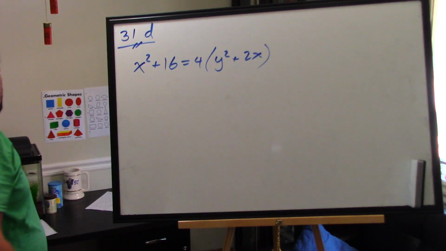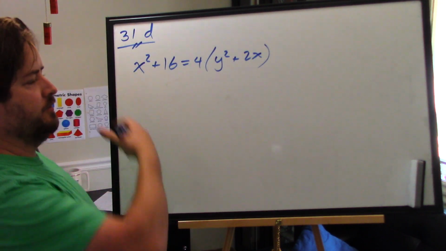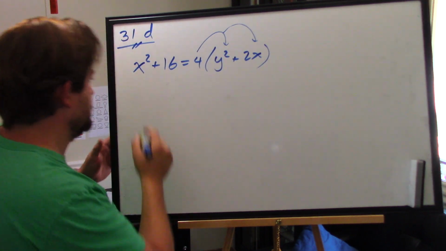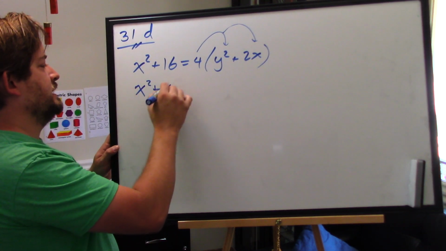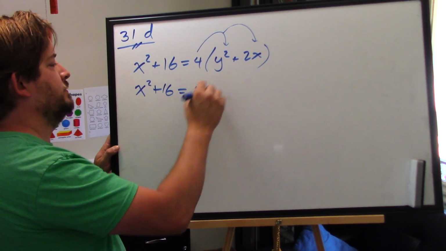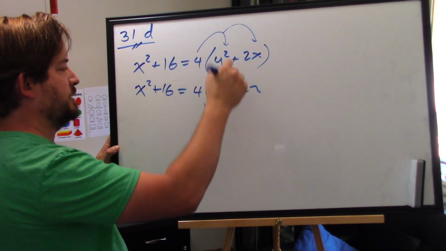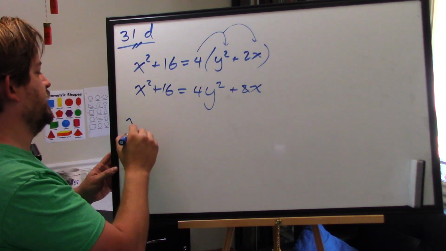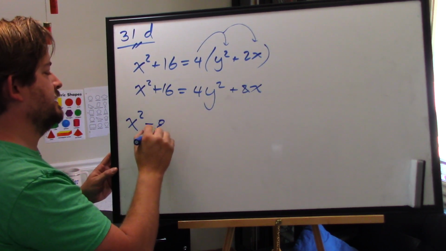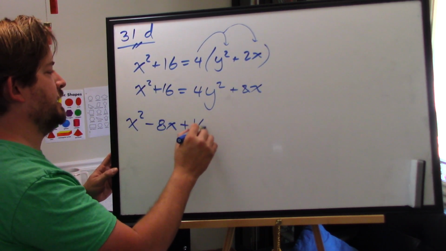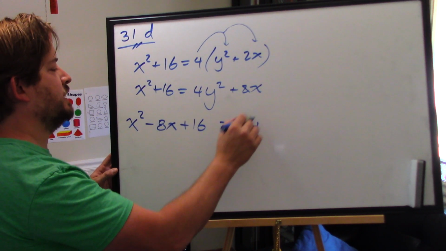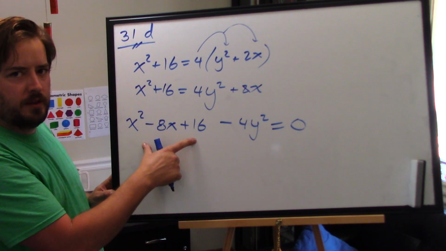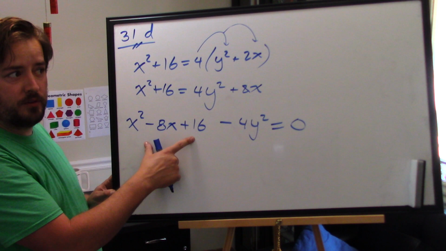Right? So before I start worrying about completing the square, I first want to get everything onto one side, and I'll start by distributing to break up this right-hand side parentheses. So I end up with x squared plus 16 is equal to 4y squared plus 4 times 2 is 8x. I'm going to subtract those and bring them to the left, so that'll give me x squared minus 8x plus 16 minus 4y squared, and then on the right-hand side I have 0.